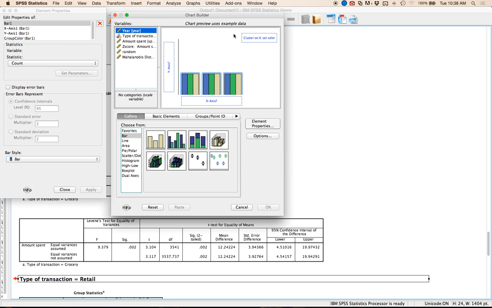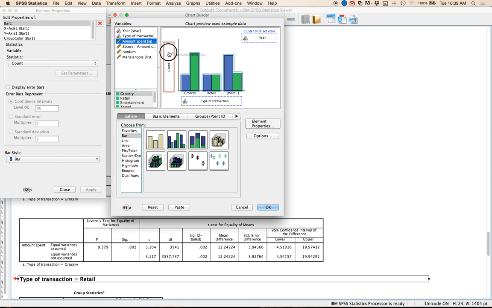The problem is that if I tried to dump year at the moment into cluster, it's going to tell me I can't, because your cluster variable here has to be nominal. So I'm going to right click on that bad boy and then change it to nominal. Because at the moment it's treated as a scale variable. Okay, so I'm going to stick year into cluster, my other IV into X. I could switch those if I decide I don't like that version, and my DV into Y.